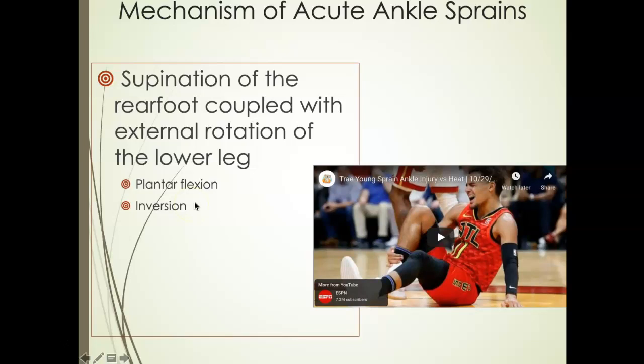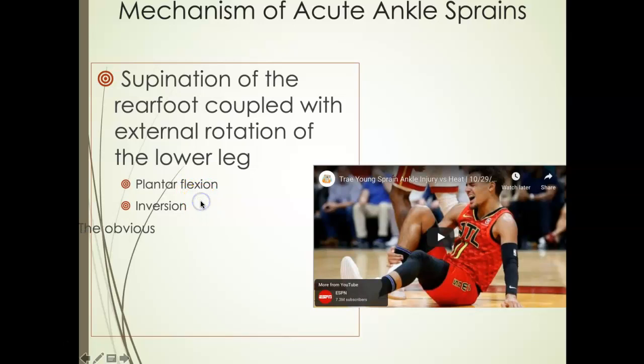So it is possible to have an isolated ligamentous injury, such that there's just a plantar flexion moment or just an inversion moment. But most often, in about 60% of ankle sprains, there's a combination injury moment, a plantar flexion plus inversion moment, thereby rupturing or causing injury to both the anterior talofibular ligament and the calcaneofibular ligament, right? And so in terms of the mechanism of an acute ankle sprain, it's typically plantar flexion and an inversion moment, right?